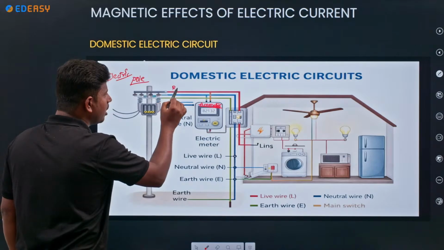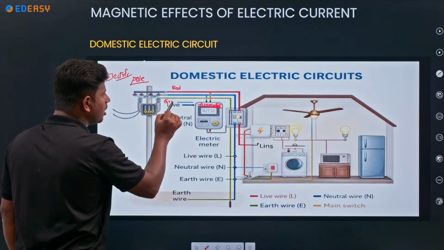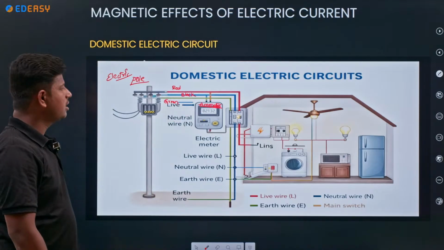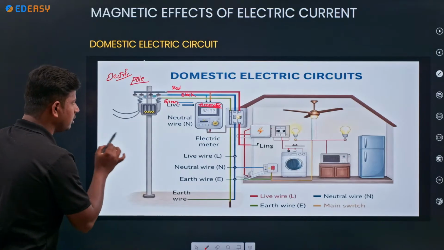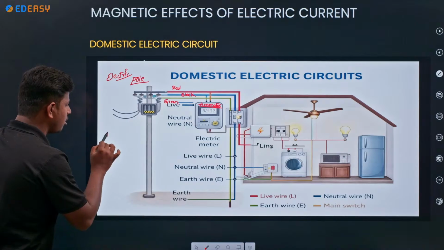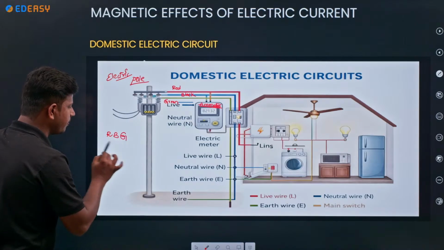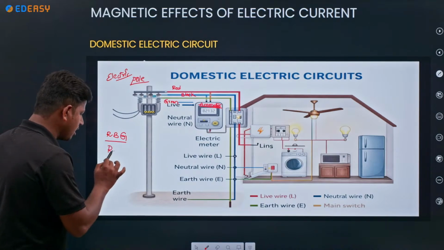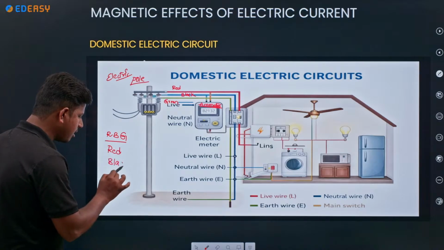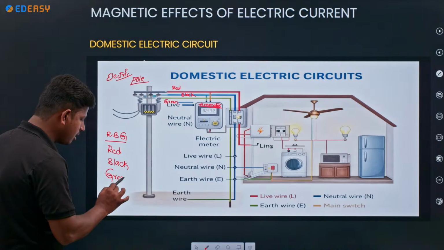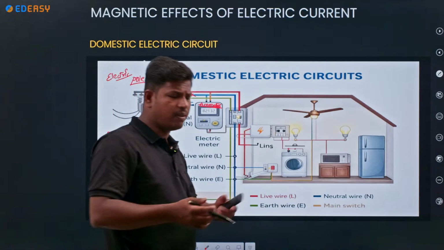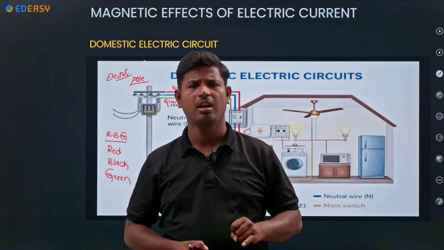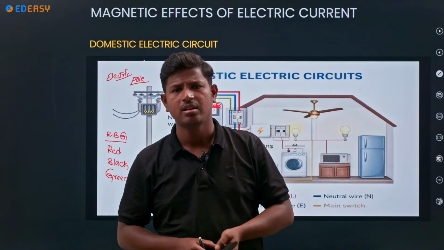See, red, green, and the center one is black. Three, or R, B, G: red color, black and green. So, three colors we will use. Even in your home you may see these three colors only, mostly: red color, black, green.